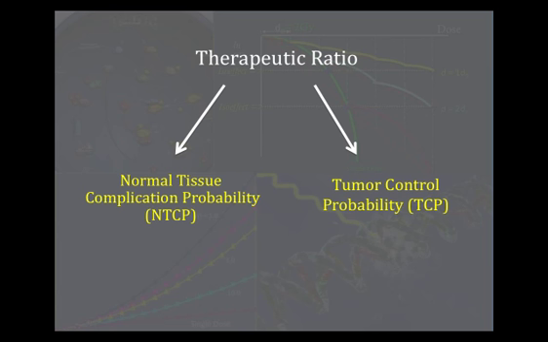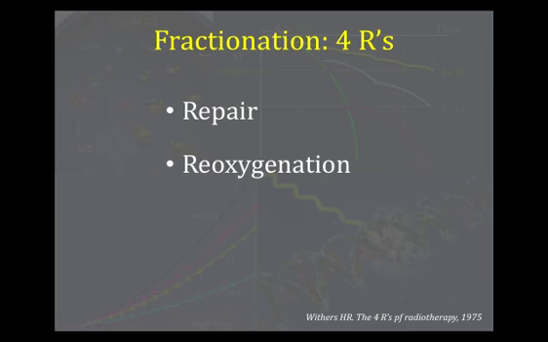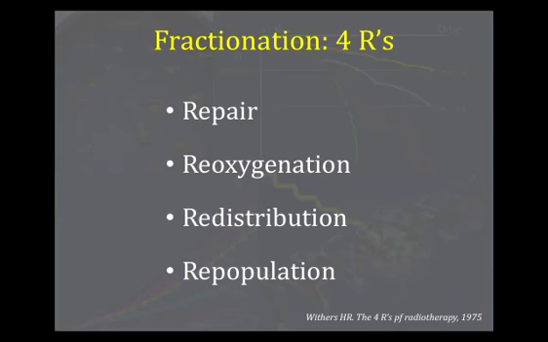It's a balance between normal tissue complication probability and tumor control probability. And this tumor control can be seen, for instance, as AVM obliteration probability in case of benign lesions. Now, fractionation works. And why does fractionation work? There are 4 major phenomena that are happening during the course of fractionation, and we are going to discuss each one of them.